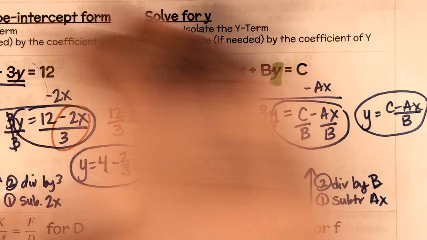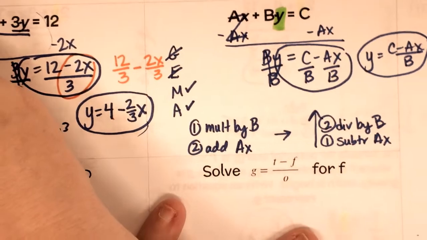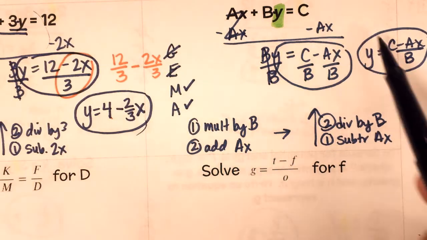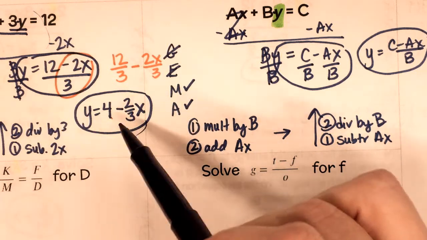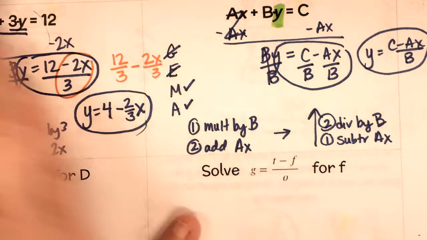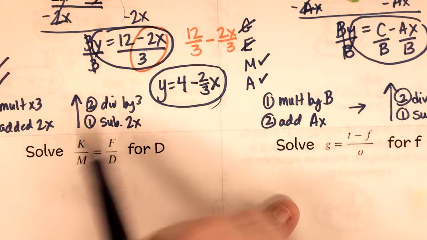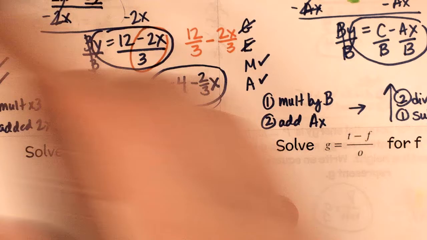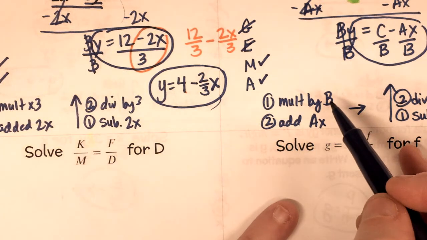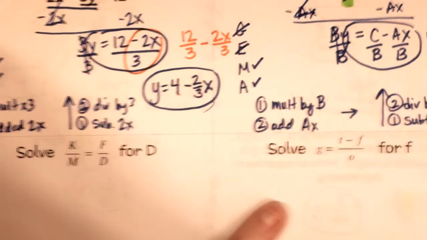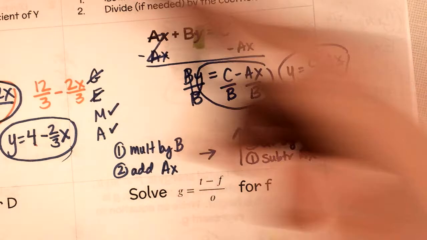All right, take a look at this. Okay, so again, you guys are kind of freaking out here a little bit, but look. This is the exact same process that we use for this. I mean, look. We multiplied by 3, we added 2x. So instead of multiplying by 3, we multiplied by b. Instead of adding 2x, we added ax. And then we reversed it.